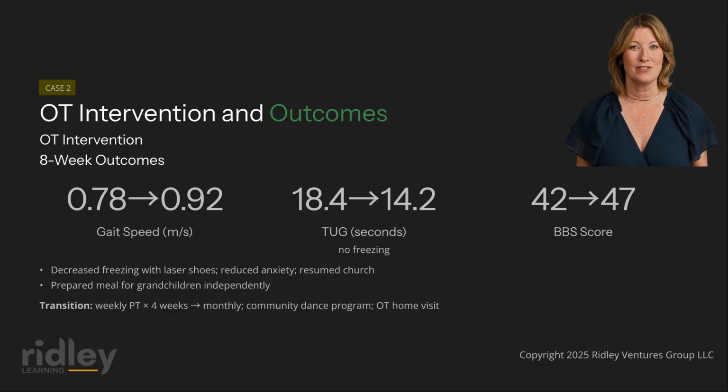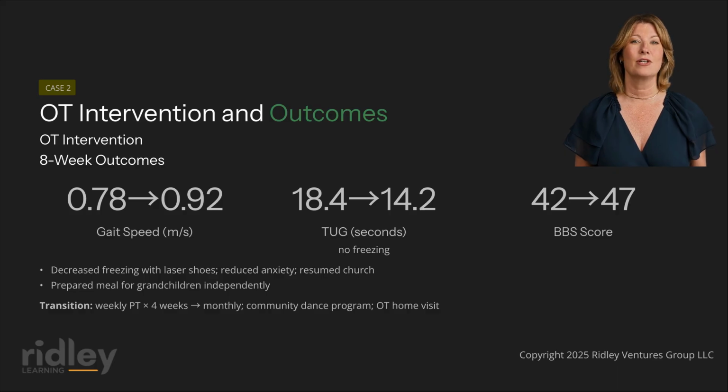Following the 8-week intensive program, Mrs. Williams demonstrates significant improvements in gait, balance, and freezing frequency. Gait speed improves to 0.92 meters per second, and timed up and go improves to 14.2 seconds with no freezing episodes during the test. Berg Balance Scale score improves to 47 out of 56, moving above the fall risk cutoff.